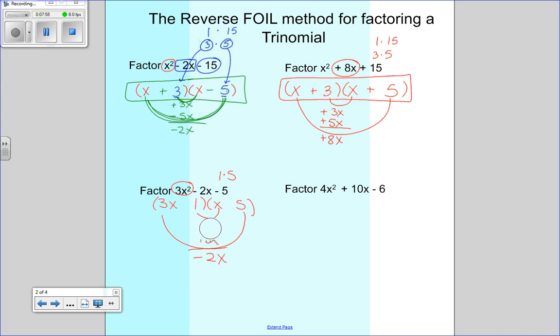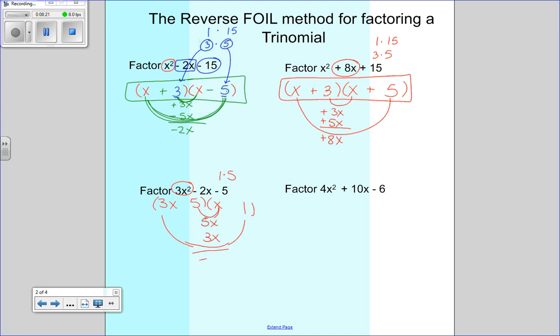So I'm going to pick up my eraser, and I'm going to erase what I've done, because that is not going to work, the 1 and the 5. So let's put the 5 here and the 1 here. I have switched the location of the 5 and the 1. Now we have 5 times x is 5x. 1 times 3x is 3x.